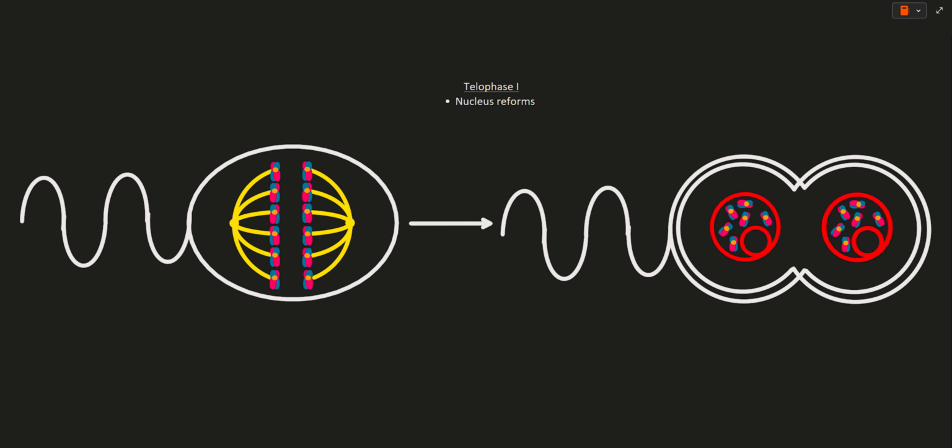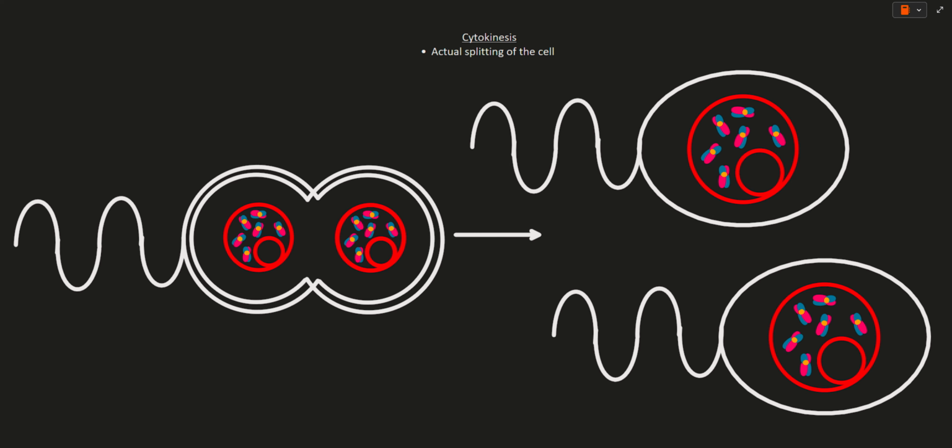During telophase 1, the nucleus reforms. After telophase, cytokinesis occurs. Cytokinesis is just a fancy way of saying a cell splitting into 2. This results in 2 cells.